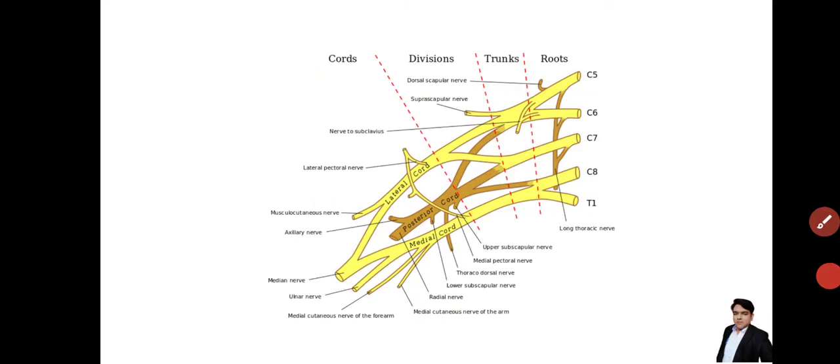This is the diagram in your books. I want to share this diagram so that you can understand whatever I have told you, for your understanding.